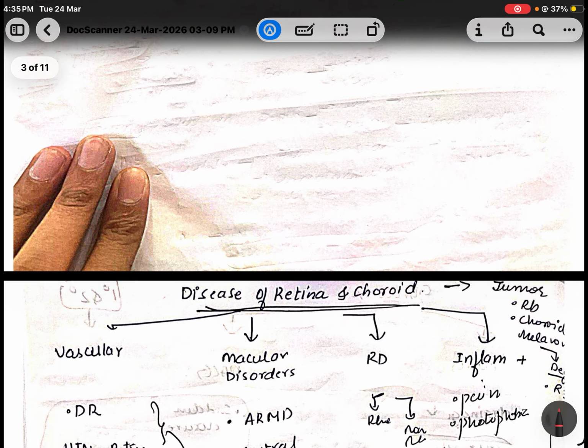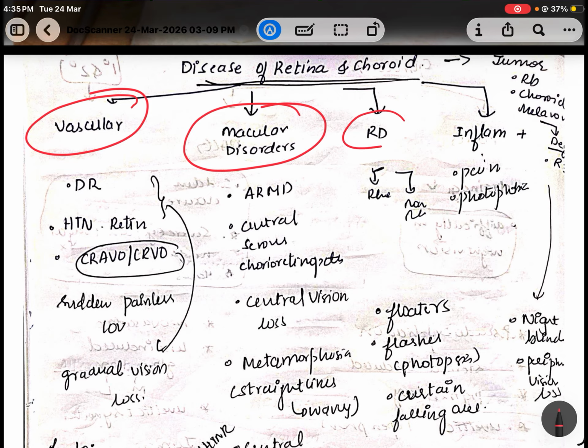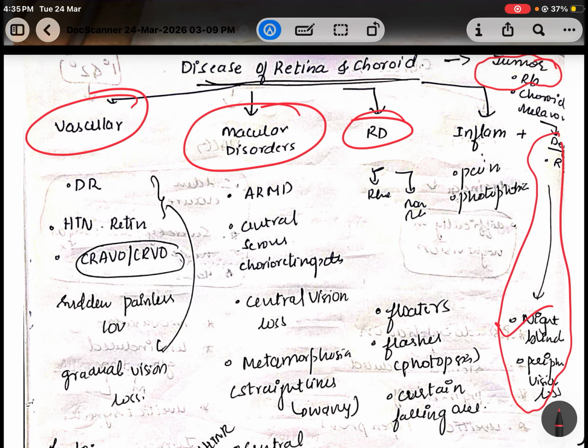I'm giving this. Now, diseases of the retina: it can be vascular disease or macular disease, or a tear, that is retinal degeneration, or inflammatory, degeneration and tumor. Though tumor is important, the major thing you need to learn is retinoblastoma, and in degenerative, the major thing you need to learn about is night blindness. So these are the vascular diseases which are there in the retina.